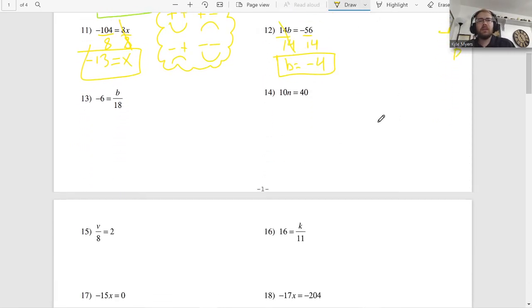And we're on the last 2 of the first page here. So we had to divide for 11 and 12. Now it looks like we're having to multiply, at least for 13 here, because this is b divided by 18. b over 18 is another way to say it, or b 18ths. But it's division. A fraction is division. Fractions equal division.